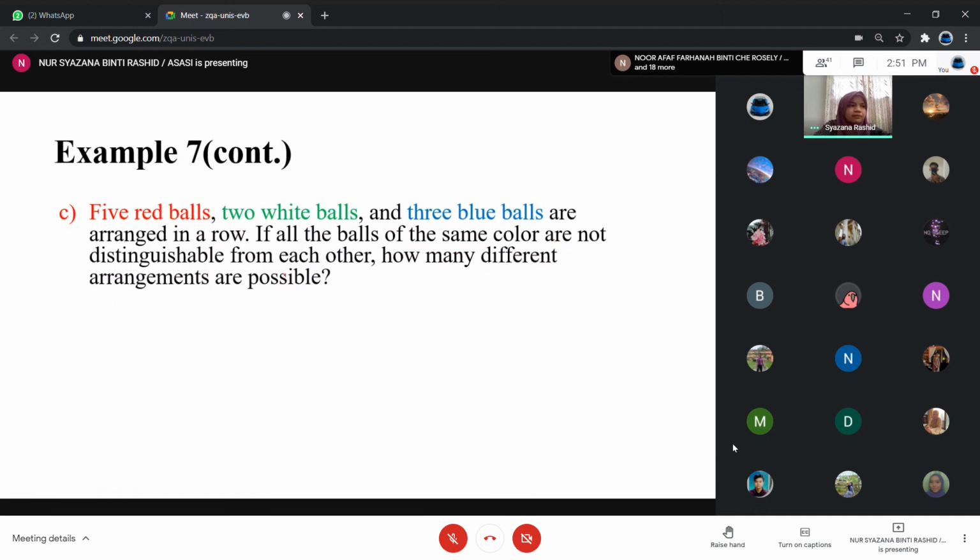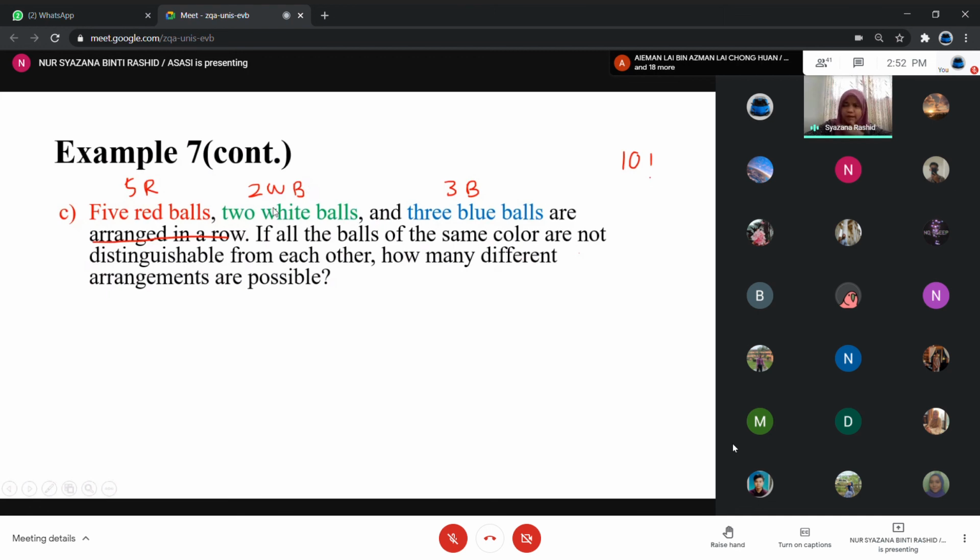Sekarang bola. 5 red ball, 2 white ball, 3 blue balls are arranged in a row. How many of them? 10 balls. Okay, I have 10 balls, 10 factorial. But because of, we see identical. If all the ball of the same color are not distinguishable. Are not distinguishable meaning these 5 red ball tak boleh nak dibezakan, meaning they are in the same category. Are not distinguishable maksudnya dia tak boleh nak dibezakan. Okay, so it is in the same category.